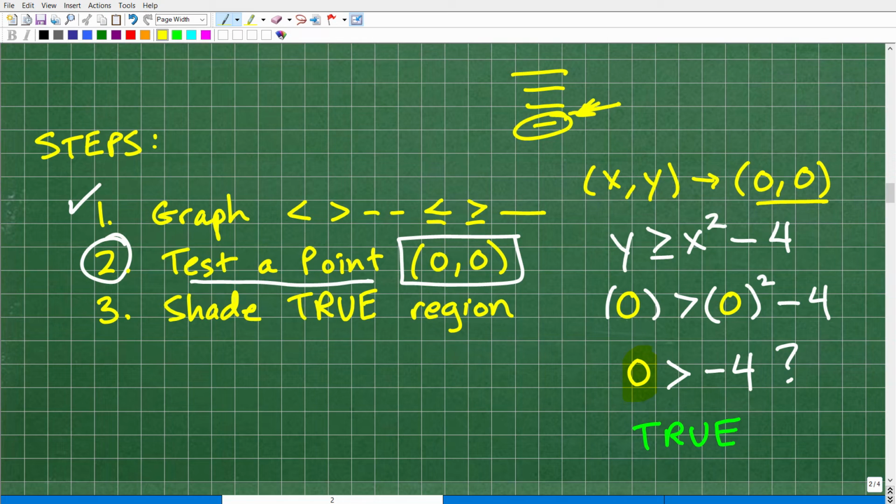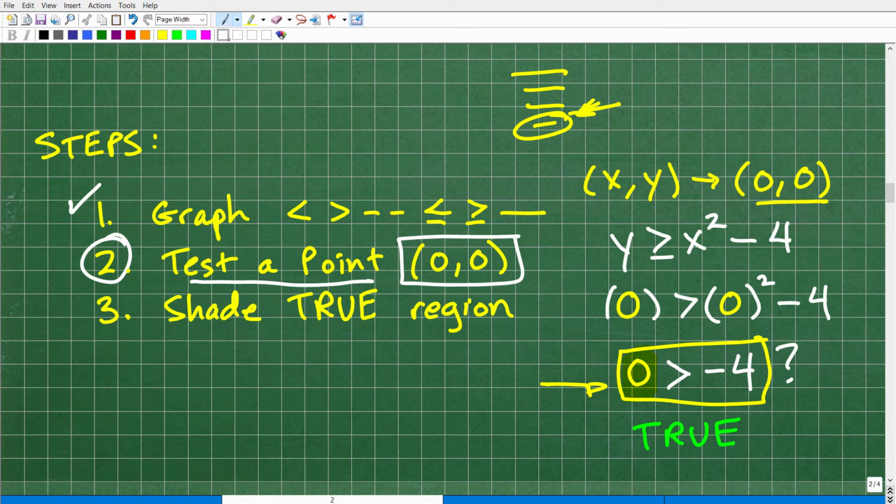Okay, so we have 0 for y, and then 0 squared for x squared, minus 4. Now let's simplify this. 0 is greater than 0 squared, which is 0, minus 4. So we end up with the statement: 0 is greater than negative 4. We have to ask ourselves, is this true or false? Is 0 greater than negative 4?